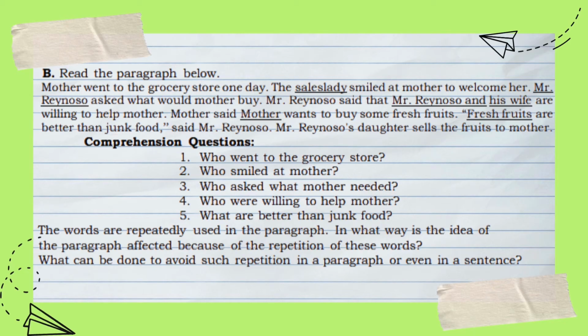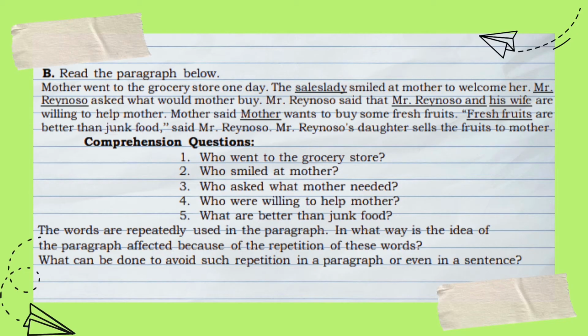Okay, so we have here another paragraph. The mother went to the grocery store one day. The sales lady smiled at mother to welcome her. Mr. Reynoso asked what would mother buy. Mr. Reynoso said that Mr. Reynoso and his wife are willing to help mother. Mother said, mother wants to buy some fresh fruits. Fresh fruits are better than junk food, said Mr. Reynoso. Mr. Reynoso's daughter sells the fruits to mother.